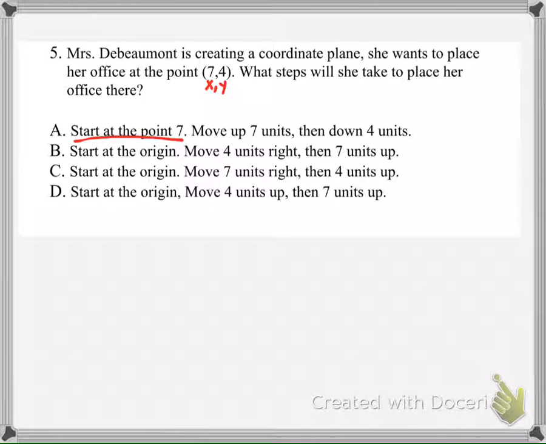But look at all the answer choices. Answer choice A says you start at point 7. Is that where Foxy the Fox always started? No, he started at his house in his little cave, which is at the origin. So that means that answer choice A cannot be the right answer because it's not starting at the origin. B, C, and D, they all start at the origin, so those could be possible answers.